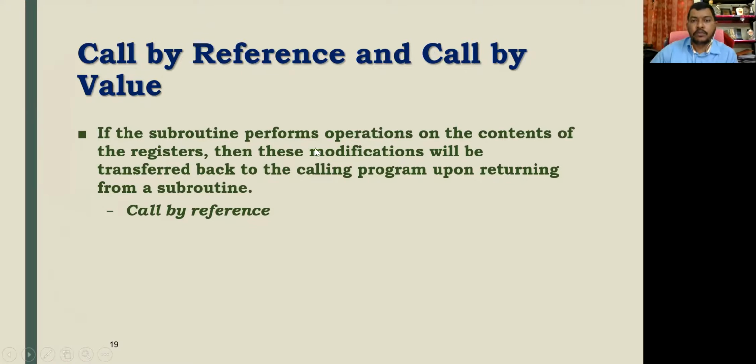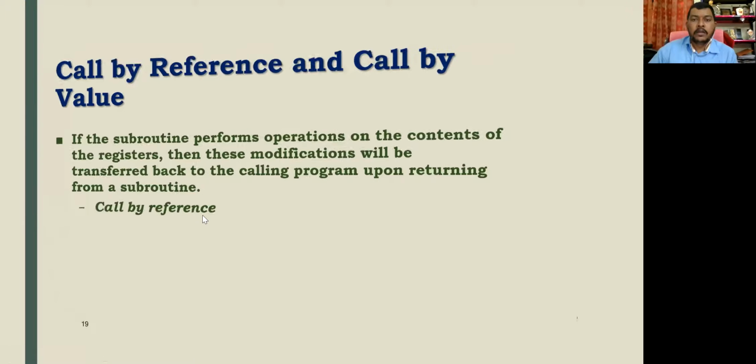So if the subroutine performs operations on the contents of the registers, then these modifications will be transferred back to the calling program upon returning from the subroutine. So if you are using some registers in the subroutine, and there are changes in the data of those registers, that is called call by reference, right?